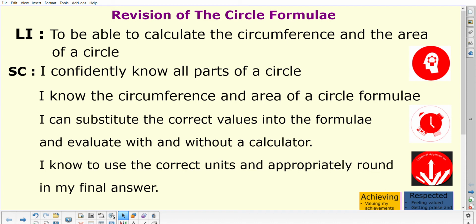You need to be fully aware of the different parts of a circle, i.e. the radius and the diameter, and you need to be sure that you are picking the correct value to substitute into the formula. And you can be expected to do that with a calculator or without a calculator. You'll be directed as to when you should be doing the ones without a calculator. Looking for you to know to use the correct units and also to be able to round appropriately in your answer.